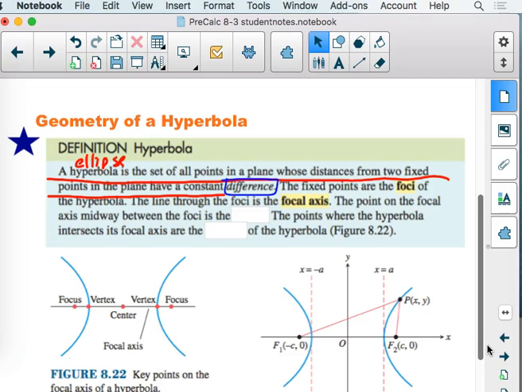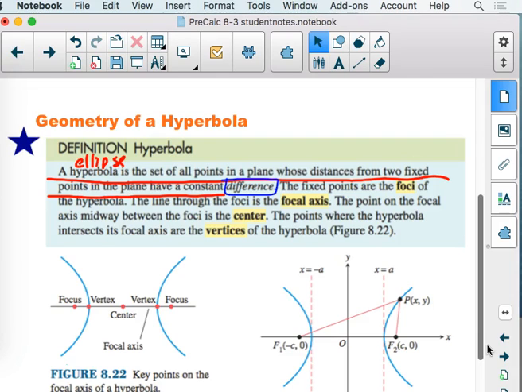The point on the focal axis midway between the foci is the center. The points where the hyperbola intersect its focal axis are the vertices of the hyperbola. Now here's where it gets weird, because technically there is no name for the covertices of a hyperbola. If you look in any math book, they don't refer to them as covertices at all. But I'm going to, because we need to think of this a lot like ellipses, where we have the vertices and then we have the covertices that help us to graph it.